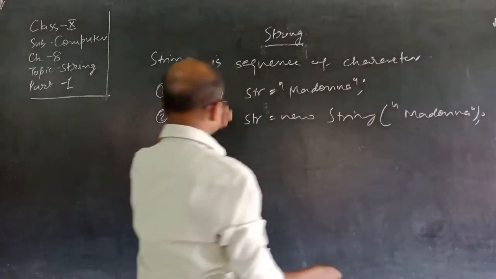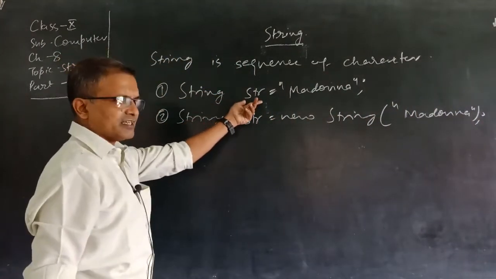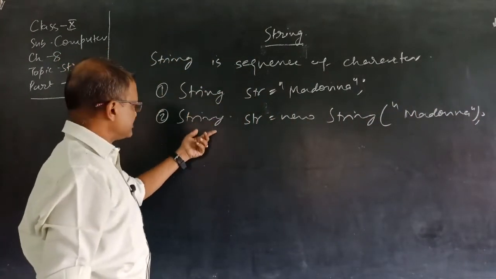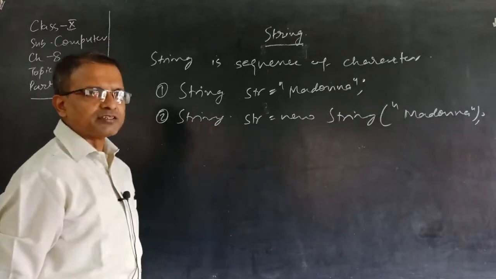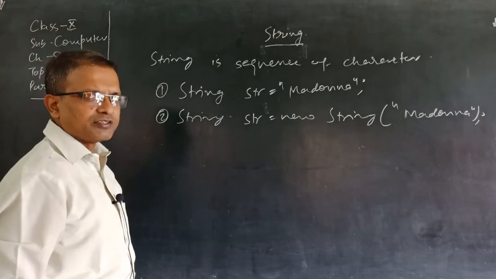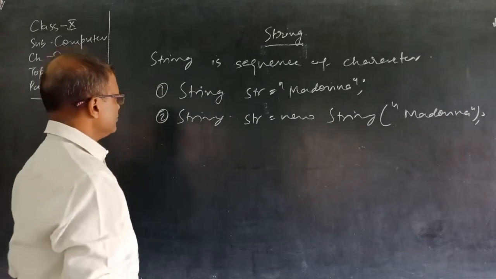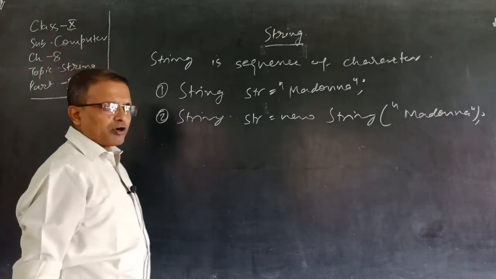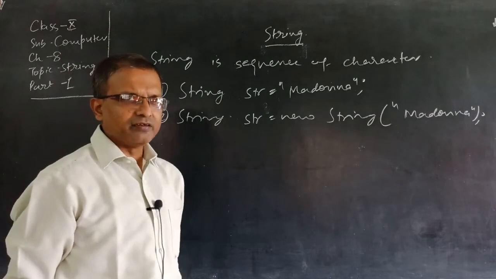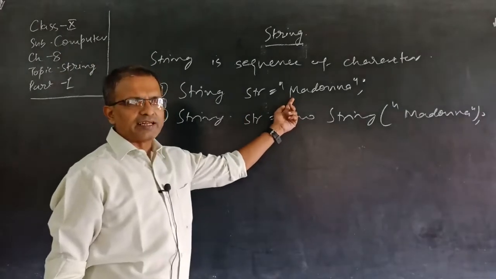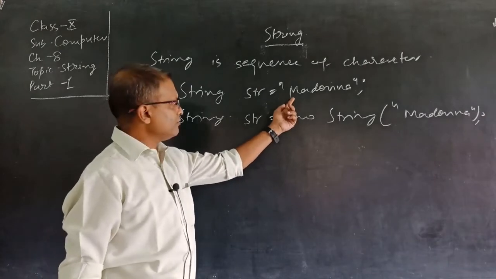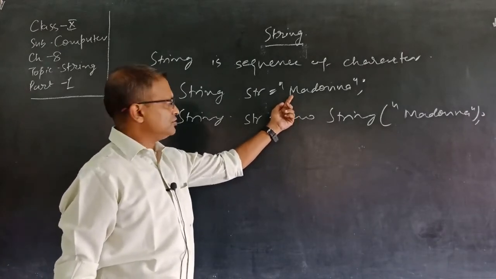What are the differences between the two? In the first case, string is a data type. Here string is a data type, and in the second case, this str is an object. So string can be used in two ways. Now here are some important points regarding the string. Like arrays, a string also starts with the 0 position character. It means the position of the first character in a string is 0.